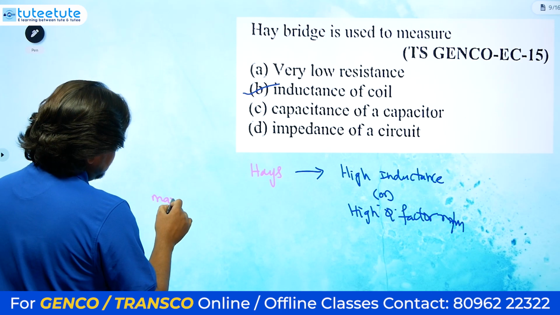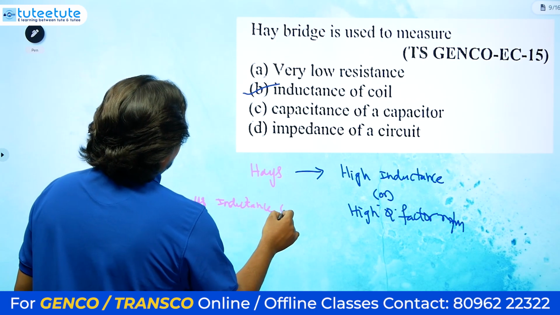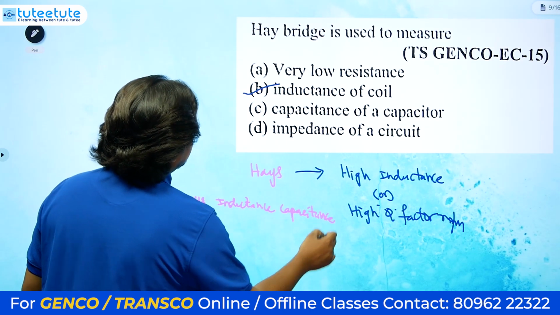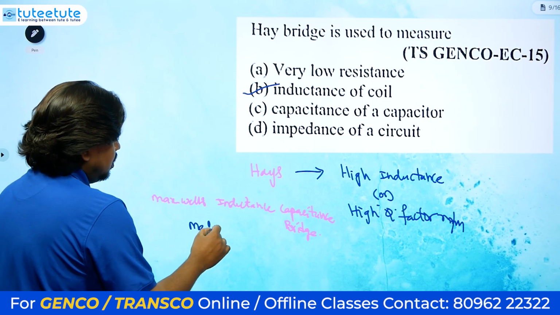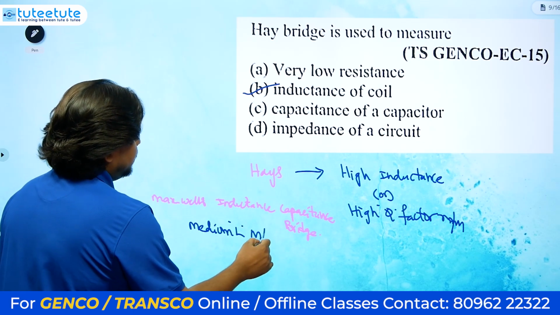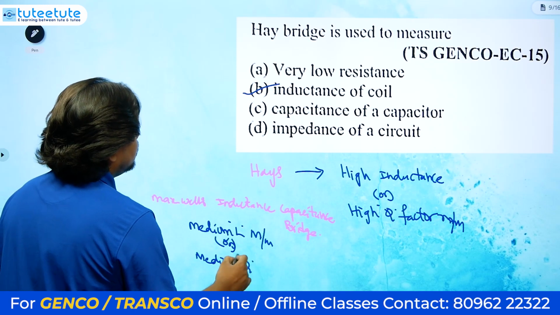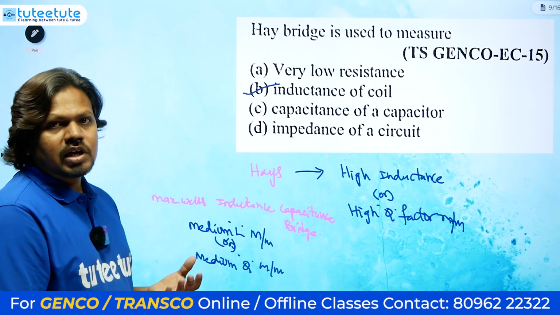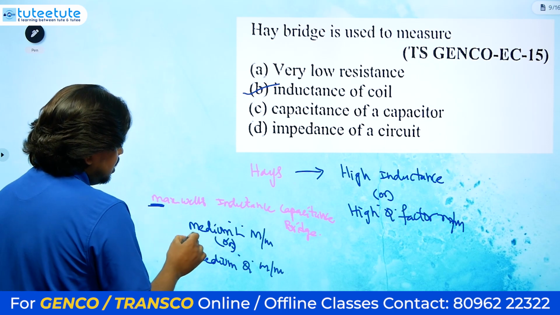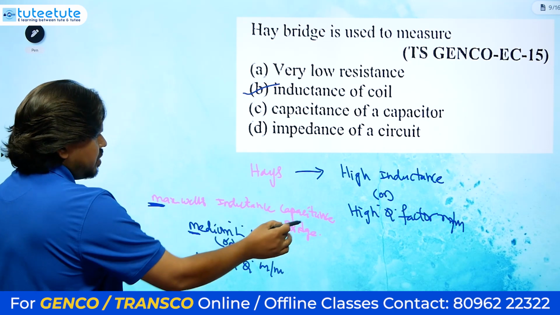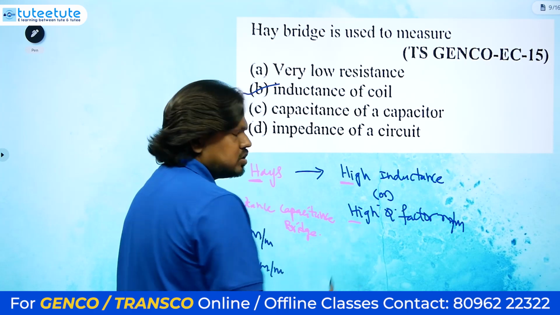Maxwell's inductance capacitance bridge. Why are we using this Maxwell's inductance capacitance bridge? We are using this one for the medium inductance measurement, or medium Q factor measurement. How do we remember this one? You might have understood in the classes already, I have given these all in the classes. Any measurement faculty will tell you this: remember this M and this M. Maxwell's inductance capacitance bridge, medium inductance measurement. Hayes bridge, high inductance measurement. This we need to remember.